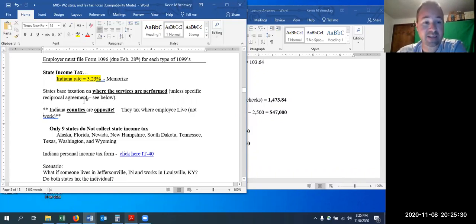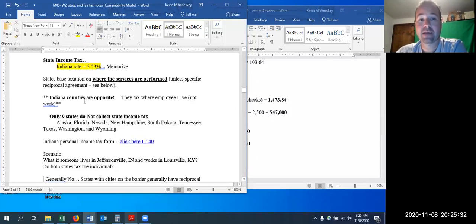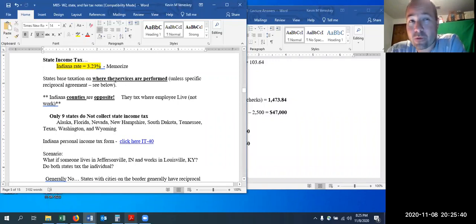Now, one of the big things about state taxes. State taxes are taxed at where you live. Well, that's not, you think, well, I should be taxed on where I live. And that's not necessarily the case. State taxes are taxed on where the services are done.